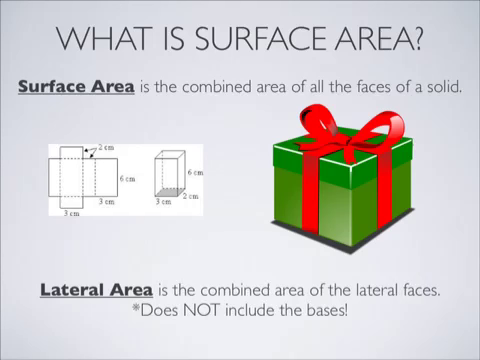One more. Lateral area is very similar to surface area. It's the combined area of the lateral faces. And remember that lateral faces, if you remember back when we talked about solids, lateral means not including the bases. Okay? So if I was looking at a prism, it would be all of the rectangles around the sides, but it would not include the top and the bottom. That's lateral area. So the difference between lateral area and surface area is in lateral area you do not count the base or the bases.